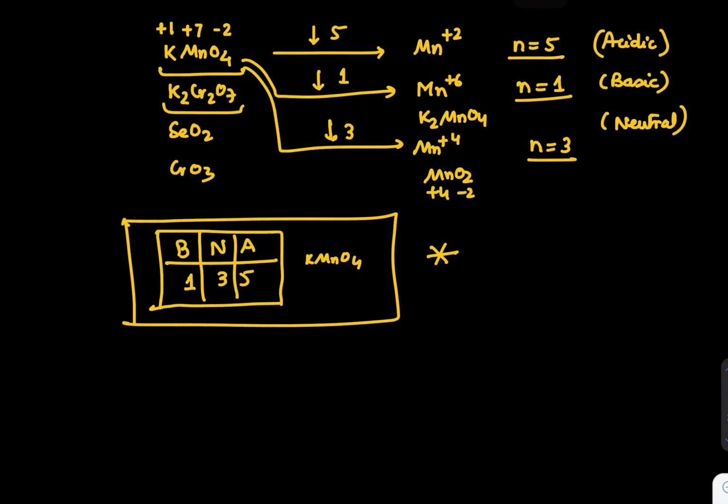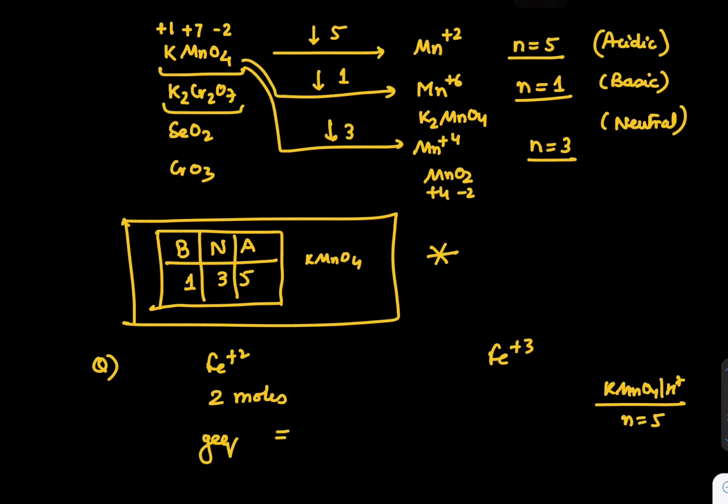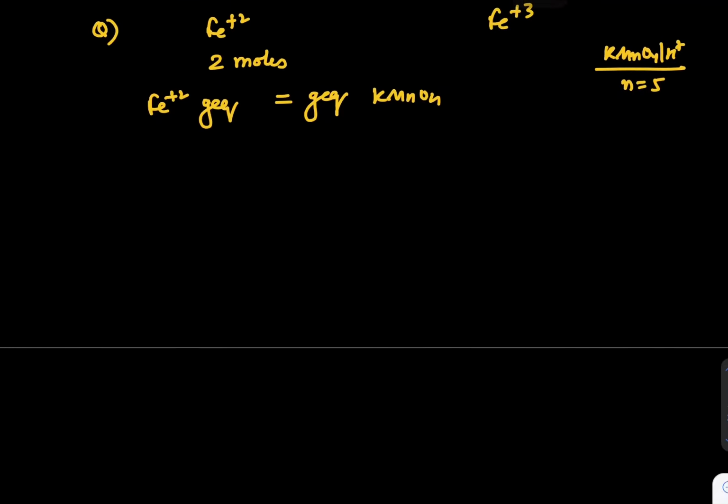So let's say we got a question. Fe+2 is getting oxidized to Fe+3 and we have 2 moles of Fe+2. How many moles of KMnO4 will be sufficient to oxidize it in, let's say, acidic medium? So they give the question KMnO4 in acidic medium. We know N factor for this is 5. My answer would be that gram equivalents of the two reacting things should be equal. So Fe+2 must be equated with the KMnO4 number, and as we know, you have taken 2 moles of Fe+2.